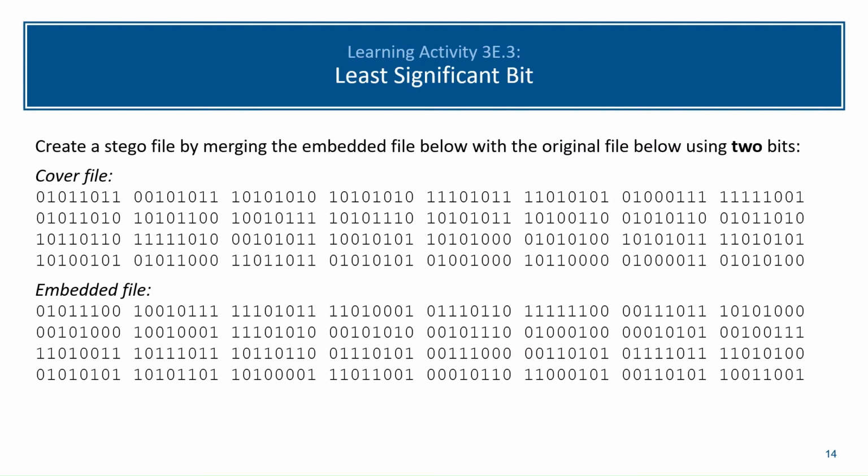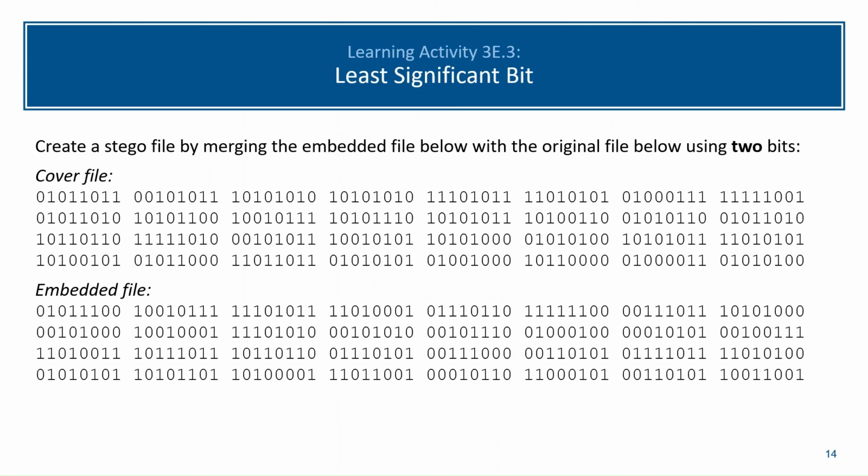So what I want you to do is try an exercise on your own to create a Stego file by merging the embedded file below using 2-bit insertion. And in this case, we're going to just embed the embedded file completely over the cover file using 2 bits. So pause this video and try this on your own, and then come back to compare your answer.